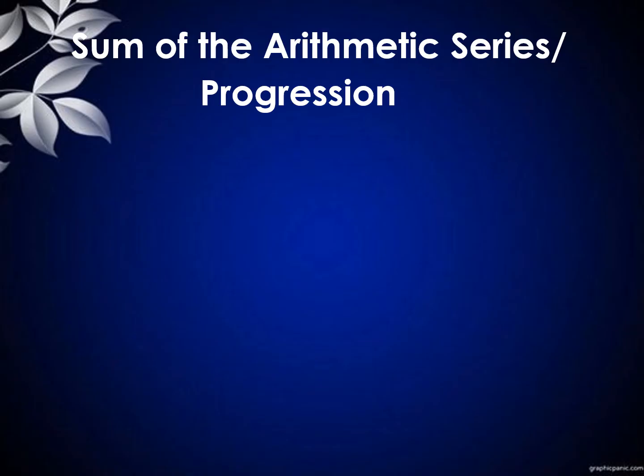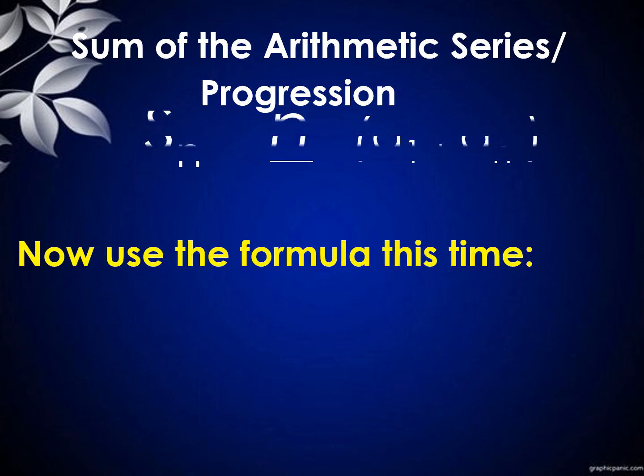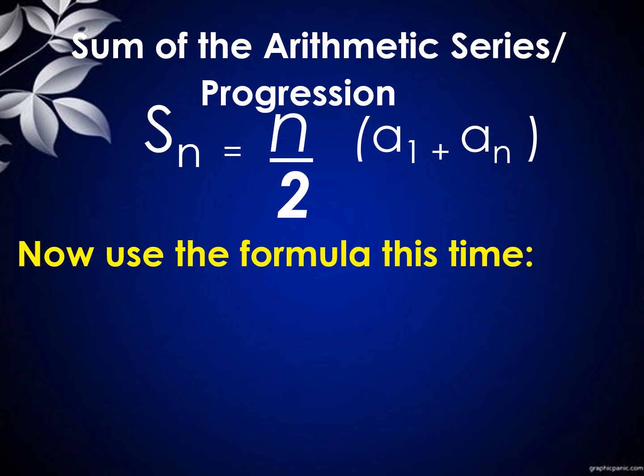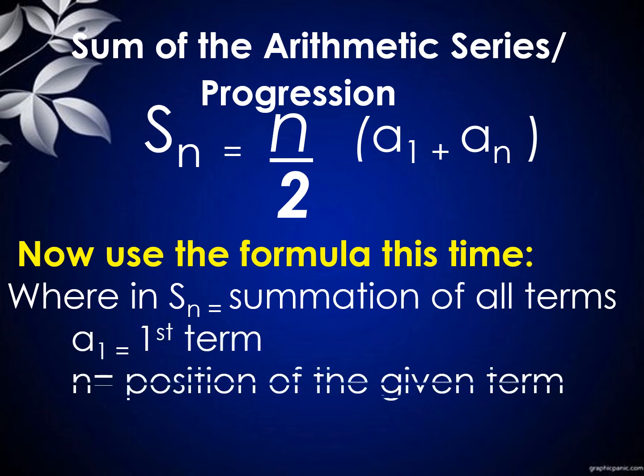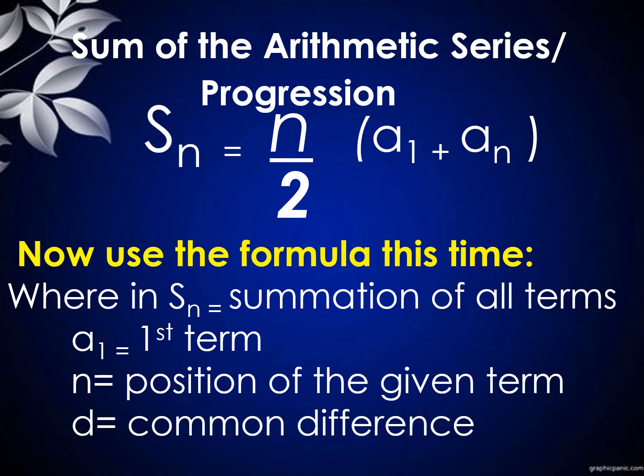Now, kung gagamitan mo naman siya ng formula, we have the formula S sub n is equal to n over 2 times the quantity a sub 1 plus a sub n. Where S sub n, yun ang summation of all terms. a sub 1, the first term, and the position of the given term. Then d, the common difference.